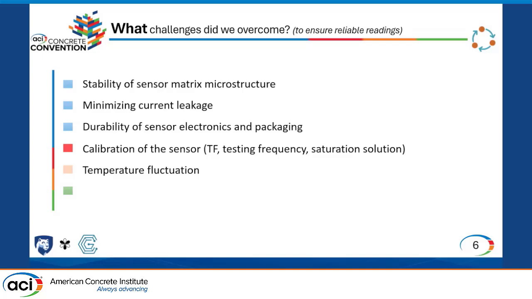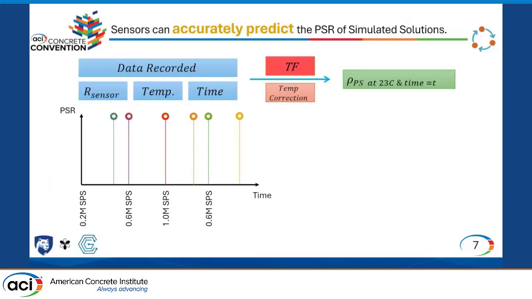And lastly, we also did calibration for the sensor. In order to have a calibrated sensor, we need to make sure that we correctly calculated the translation factor. We selected an optimum testing frequency, and we had a proper saturation solution. And for the temperature fluctuation, we created our own model that corrects it. And in order to ensure that the sensors remain saturated while shipping, we had to design our system as well, so we have the sensor preserved and functional upon arrival to the client.